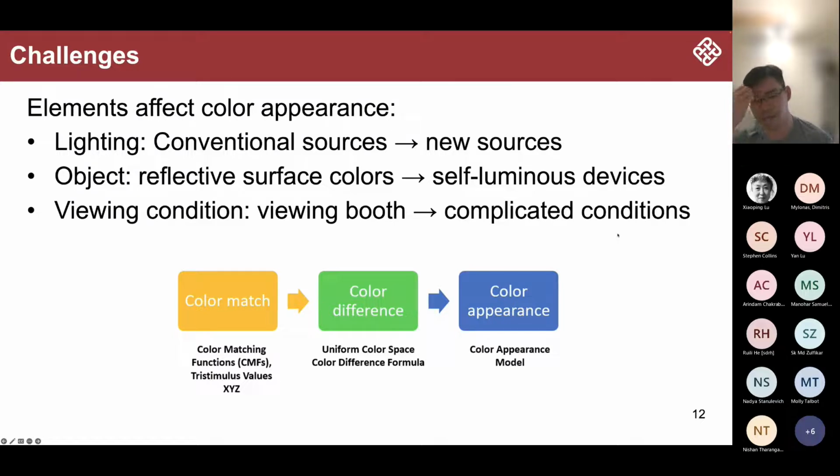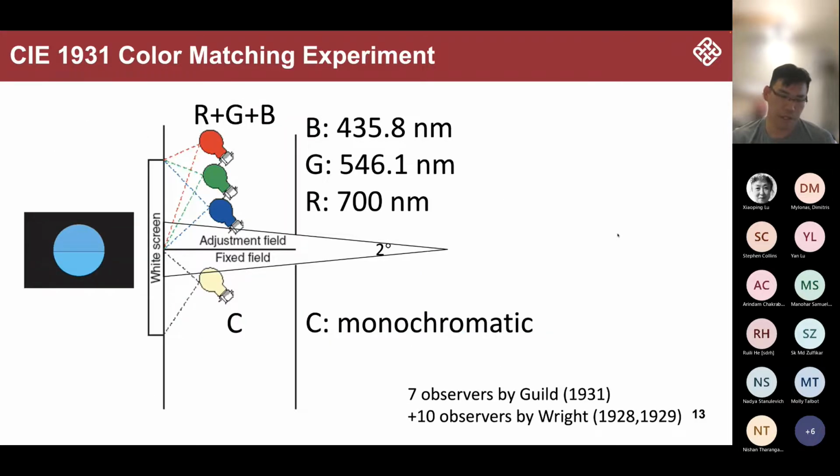And this is actually what most of my research has been focusing on. So we start from the color matching. I think most of the people already know that color matching experiments were carried out almost 100 years ago. We use RGB, three different colors, to create a match so that we can derive the color matching function.